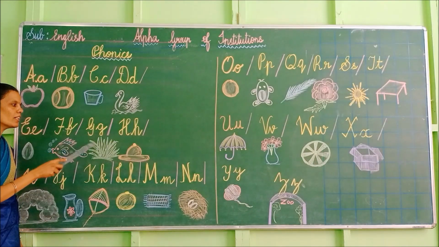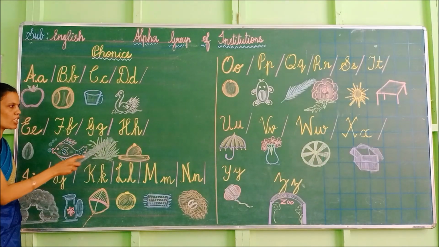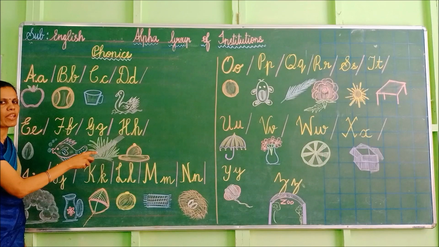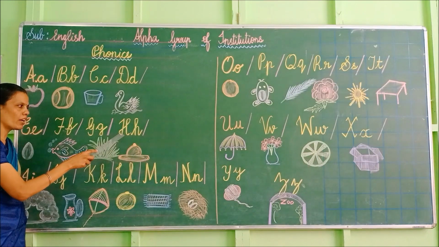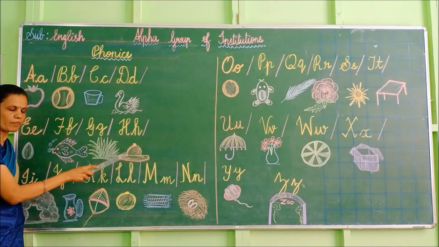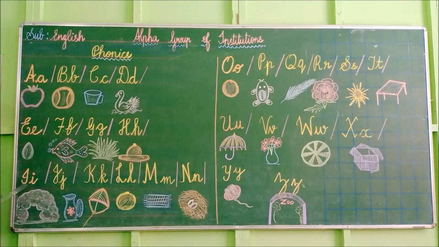G. Grass. Next one. H. Head sounds H. Hat. Next one. I. What letter is this? I. I sounds I. Igloo. Next one.